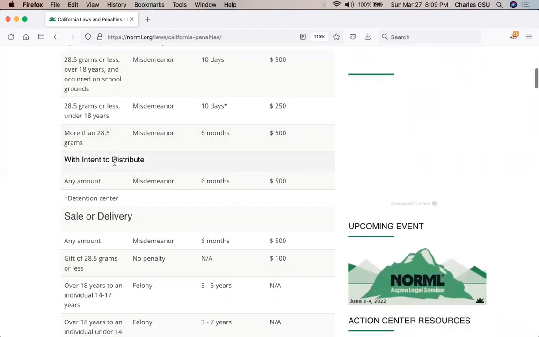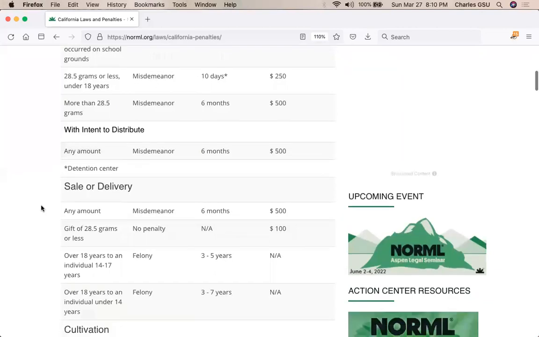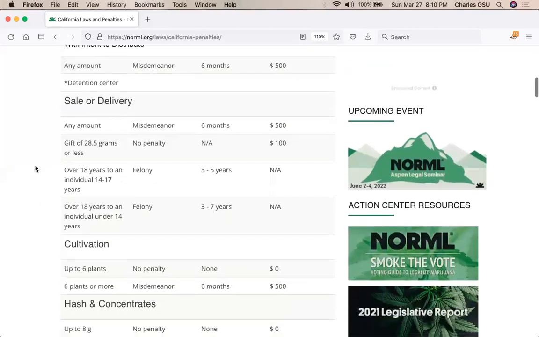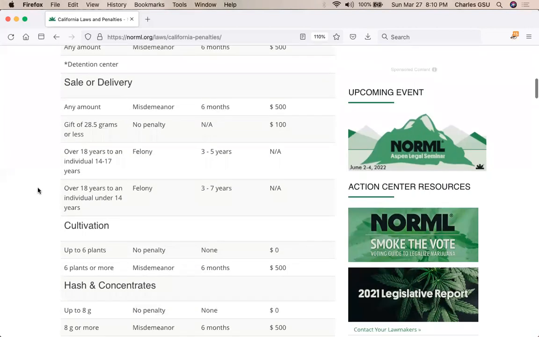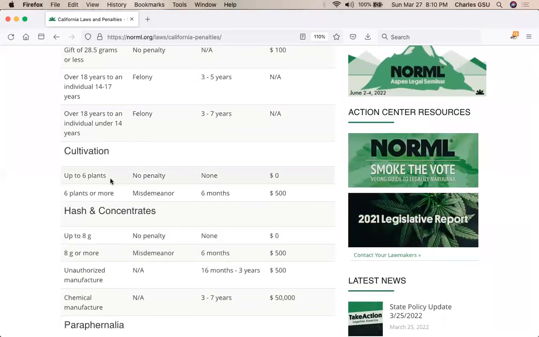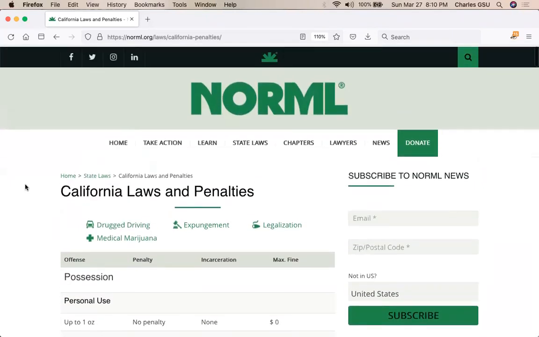And with intent to distribute any amount, like you're going to sell it, it could be up to 6 months. Well, that's not 5 years, which is what Louisiana has. Now, in California, as you get further down with larger amounts, like if you're selling to a minor, it's a felony, you get 3 to 5 years. If you're cultivating it, there's no fine, but if you have more than 6 plants, 6 months. So it's fairly lax compared to other states.